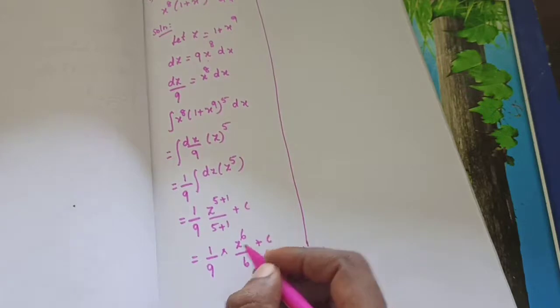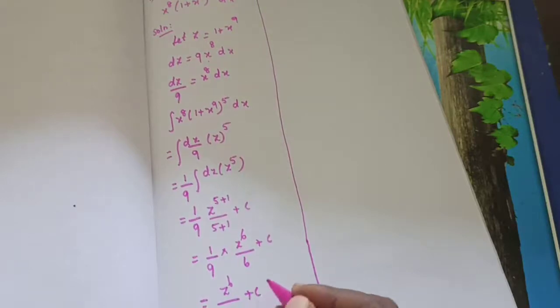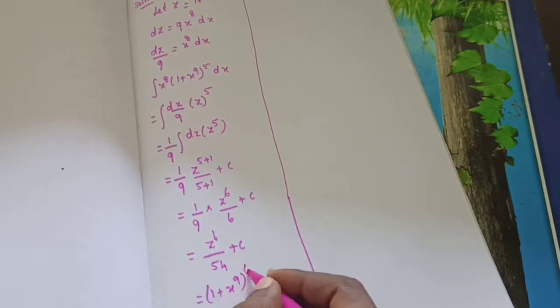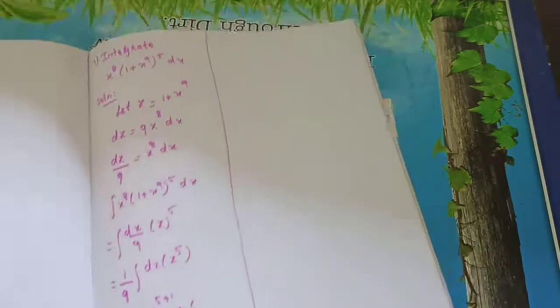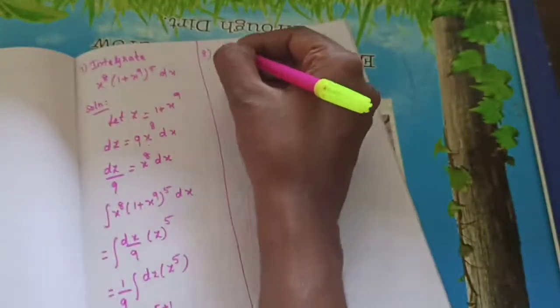So what will happen? That's equal to z power 6 by (9 into 6 is 54) plus c. So that's equal to, what is the z value? (1 plus x power 9) the whole power 6 divided by 54 plus c. Have you got it? Thorough? Okay. Let's move to the next question. Problem number 8.